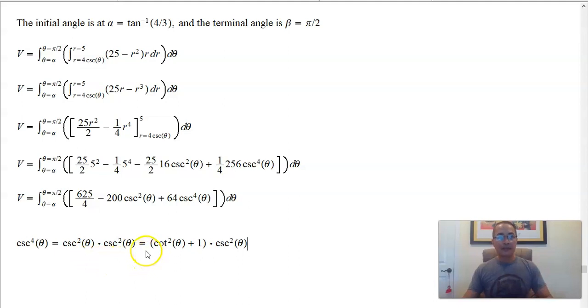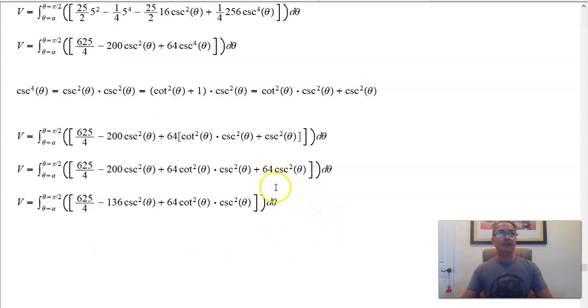And then we distribute this because we will get cotangent squared times cosecant squared, and then we will have just plus cosecant squared by itself. And that can join the other cosecant squared over here. So you can maybe pause the video again and see if you can continue from there.